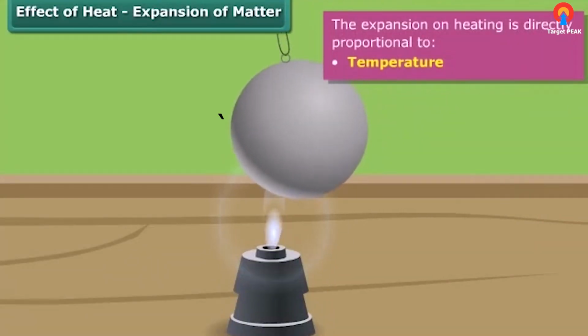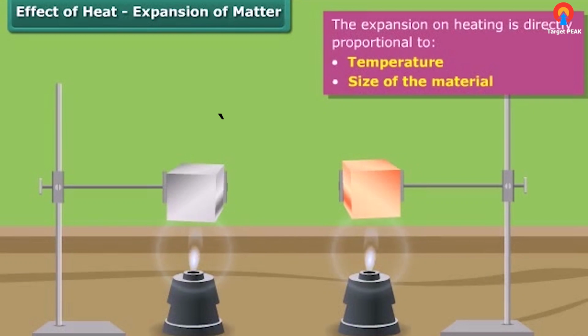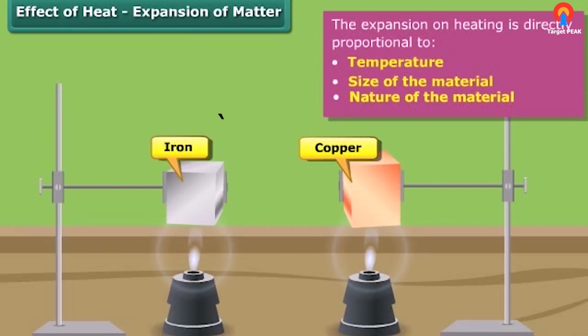Expansion of matter also depends on the size of the material being heated. The longer the plate or bigger the bowl, more is the expansion for the same rise in temperature. The nature of the material being heated also plays an important role in expansion. For example, copper expands more than iron for the same rise in temperature.